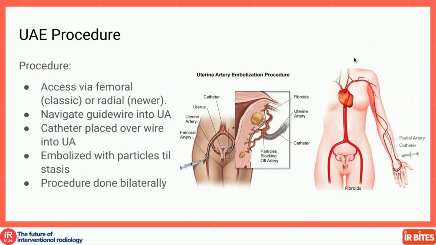And so as I mentioned, you navigate the guide wire all the way to the uterine artery, catheter over it, and once you're there, you embolize it with these particles until stasis, so until the blood flow stops. And usually it's done bilaterally, so you do both uterine arteries at the same time.